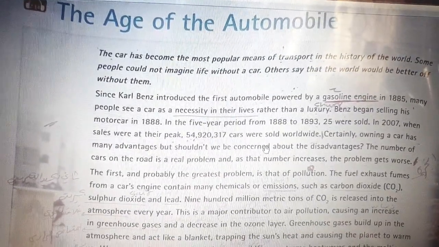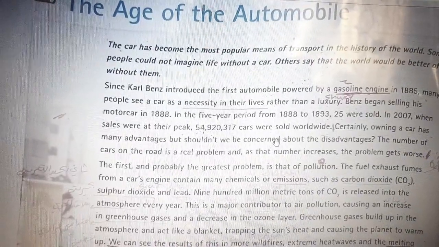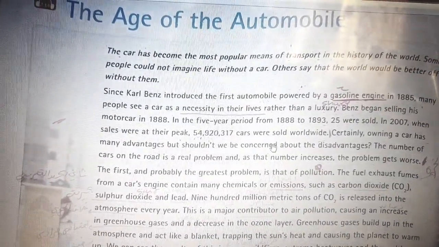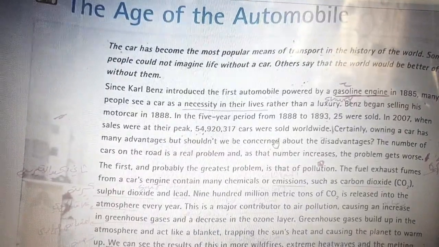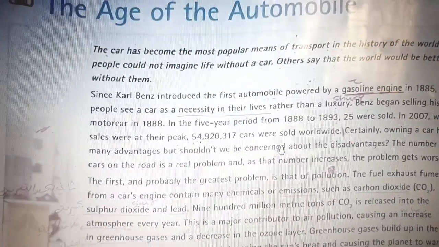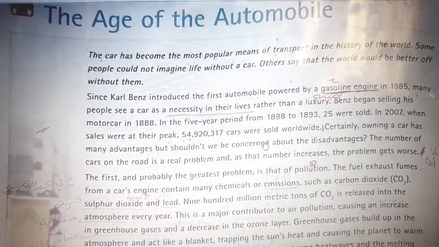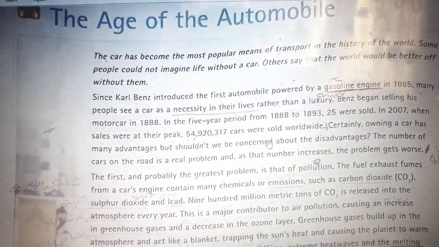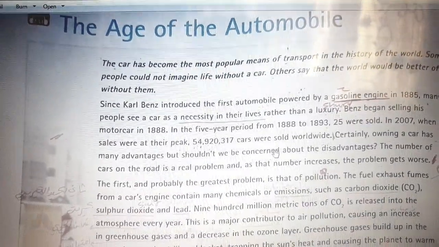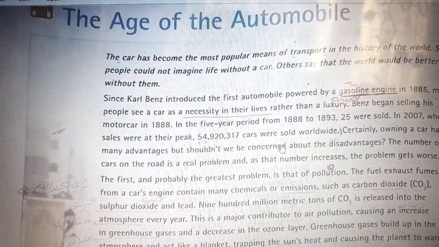People could not imagine life without a car. واحنا بنعرف انه in these days, in our present time, nobody can imagine life without cars. Others say that the world would be better off without them. So we have 2 points of view in this introduction.